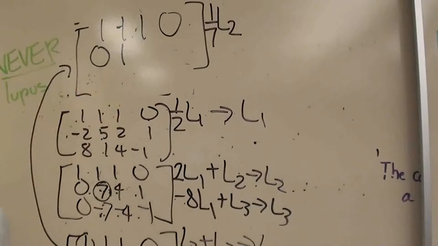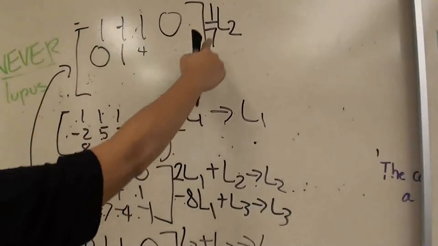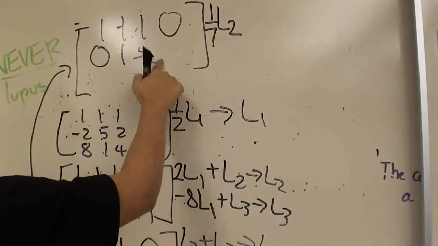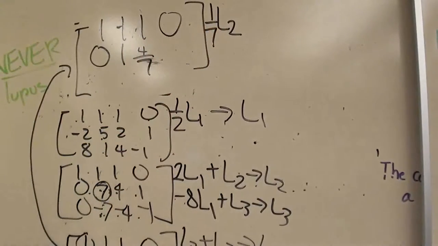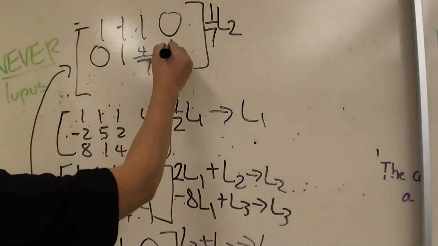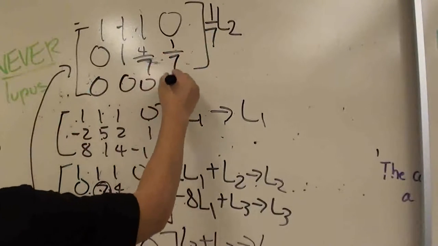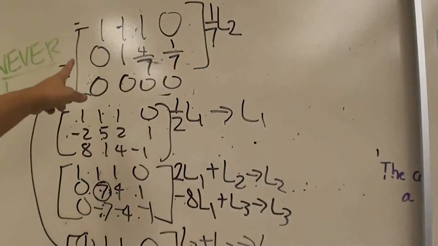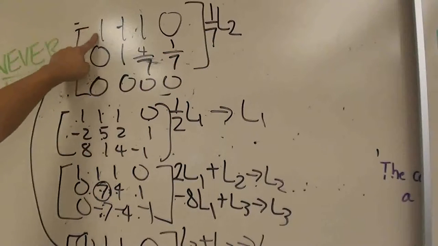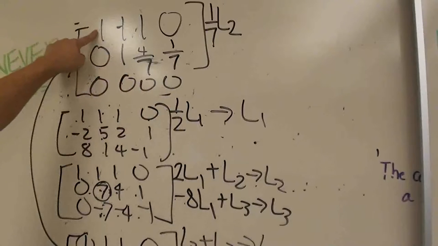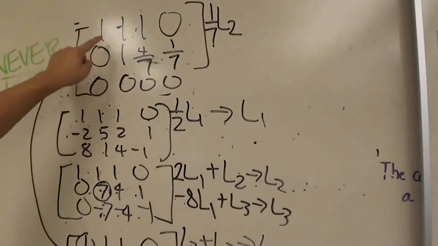But, you know, it goes both ways. So remember, there used to be 4 here. So it's going to be 4 over 7. Oops, 7. And then that was 1 here, so 1 over 7. 0, 0, 0, 0. That is reduced. Leading coefficient, 1. Leading coefficient, 1. No leading coefficient, who cares, right? Leading coefficient, 1. 0, 0.